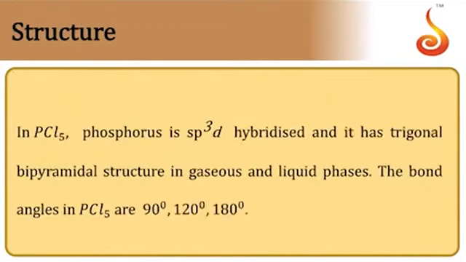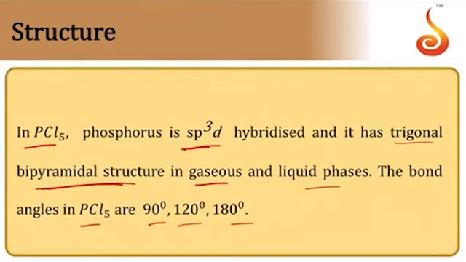Then coming towards structure. In PCl5, the phosphorus is sp3d hybridized. It has a trigonal bipyramid structure in the gaseous form as well as in the liquid form. The bond angles in PCl5 are 90, 120, 180. Let us see the structure of the molecule. So the hybridization is sp3d, the structure is trigonal bipyramid, and the angles are 90, 120, 180.